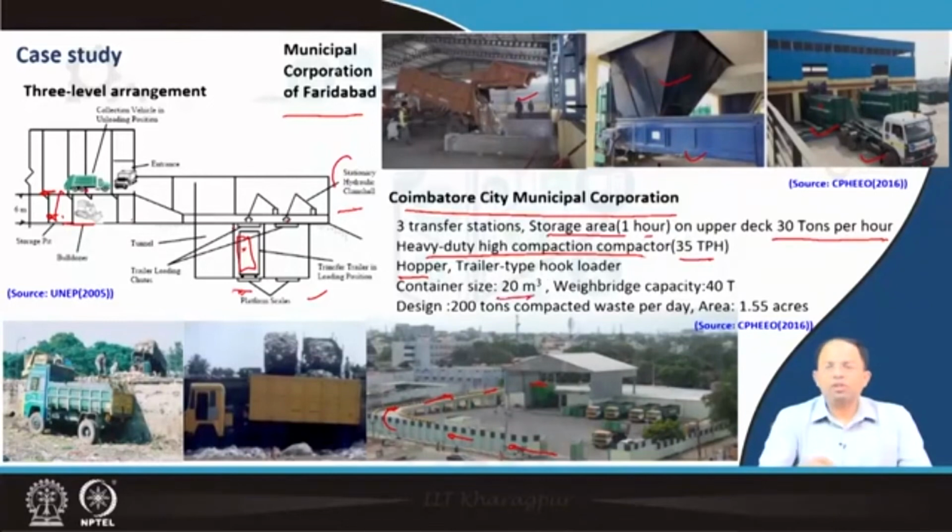The size of the container is 20 meter cube, and this could be lifted by a trailer type hook loader into the vehicle. And a weighbridge is also there, of capacity 40 tons, that can weigh that particular container and the vehicle. And the overall design is for 200 tons of compacted waste per day. The area required for this site is around 1.55 acres.